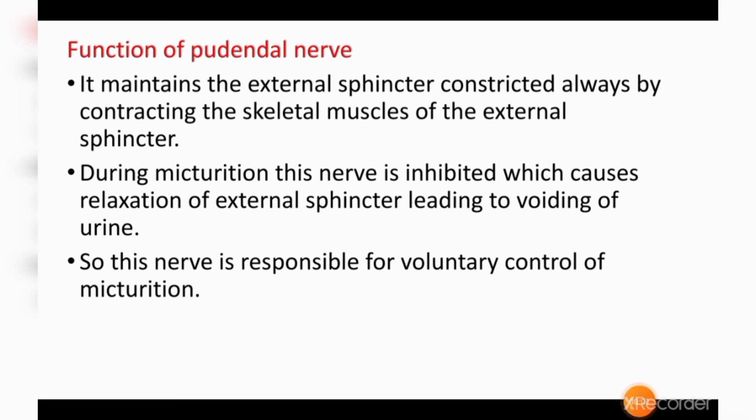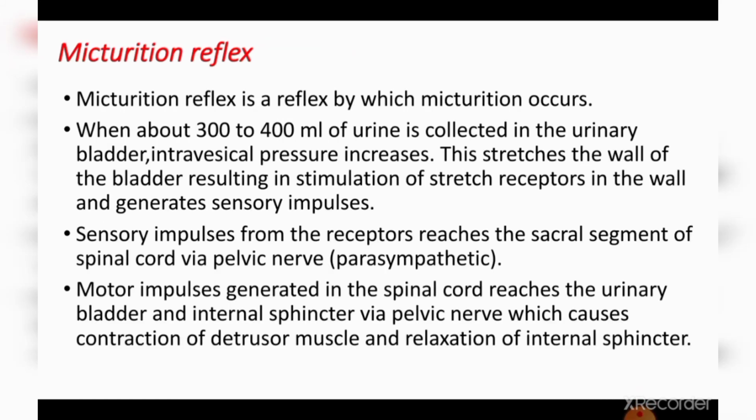Now we know the basic anatomy of the urinary bladder and urethra and their nerve supply. So moving on to the micturition reflex. Micturition reflex is a reflex by which micturition occurs. When about 300 to 400 ml of urine is collected in the urinary bladder, the pressure inside the bladder, called intravesical pressure, increases. This pressure increase will stretch the wall of the urinary bladder, resulting in stimulation of the stretch receptors present in the wall of the bladder.